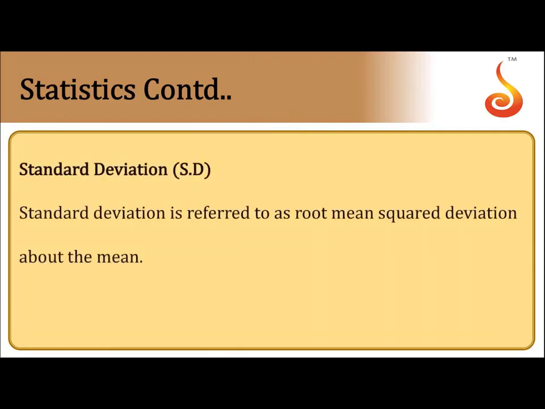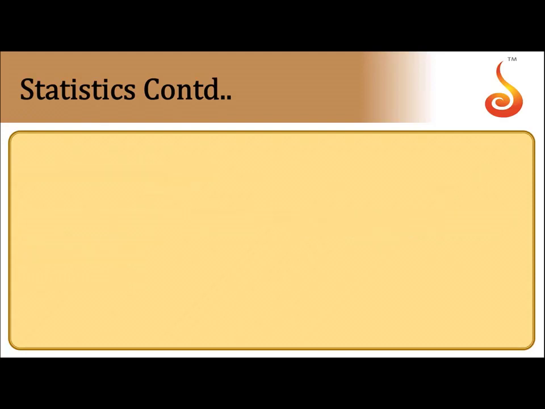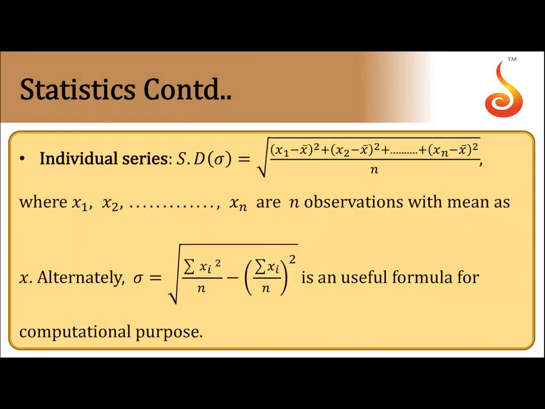Now, let me consider the next one, standard deviation. The standard deviation is referred to as the root mean square deviation about the mean. So the deviations are taken from the mean only. The root mean square deviation about the mean is called the standard deviation.